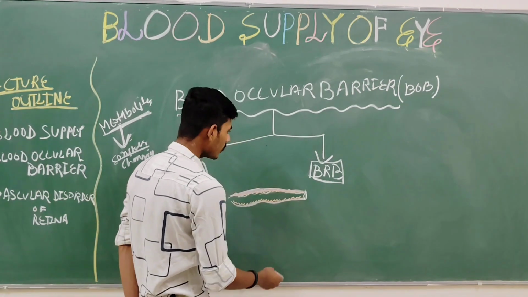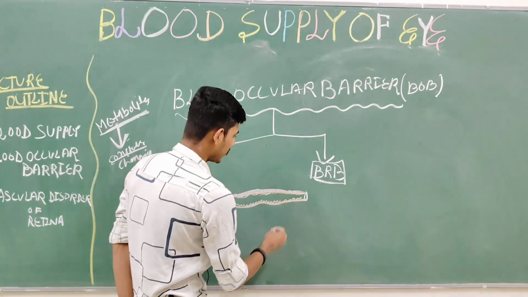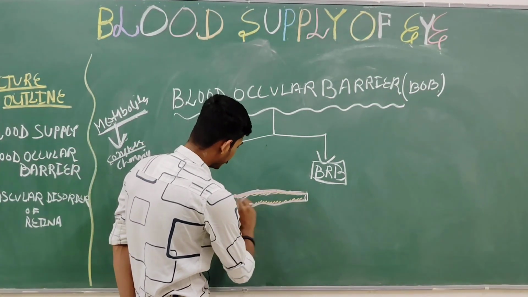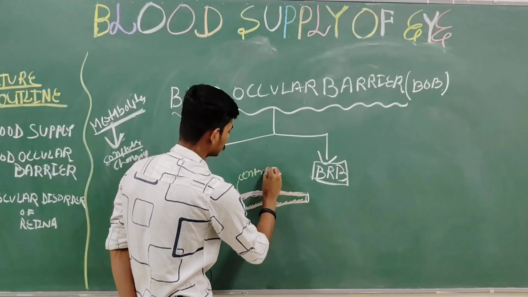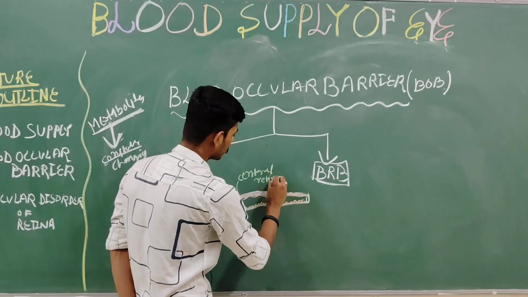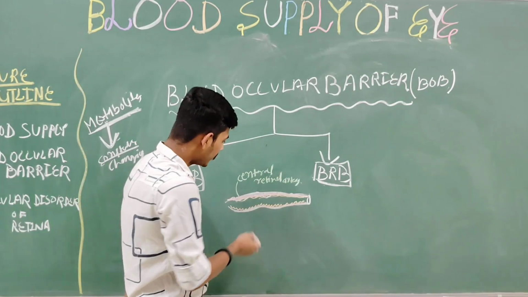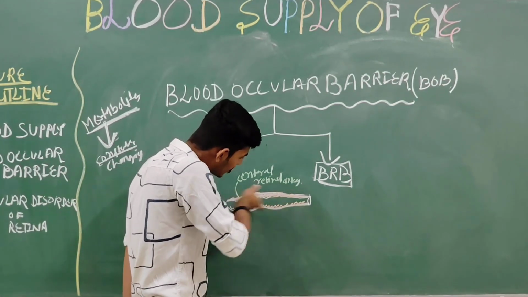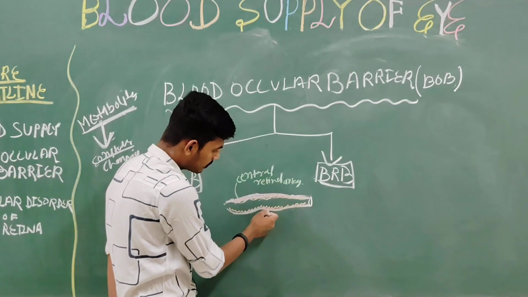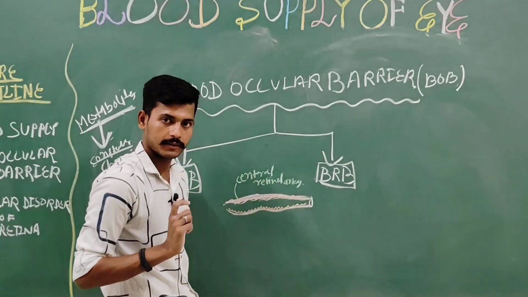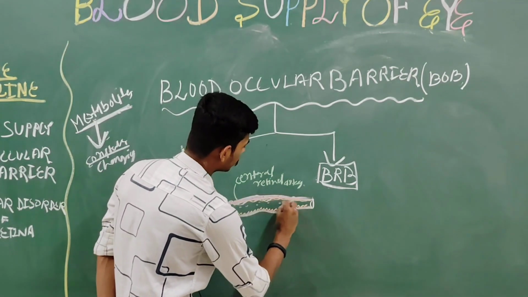Now I'm taking the example of the blood-retinal barrier and showing you. Suppose this is the central retinal artery. Understanding? As far as its histology is concerned, it has the internal endothelial lining and one basement membrane, and blood is flowing here.